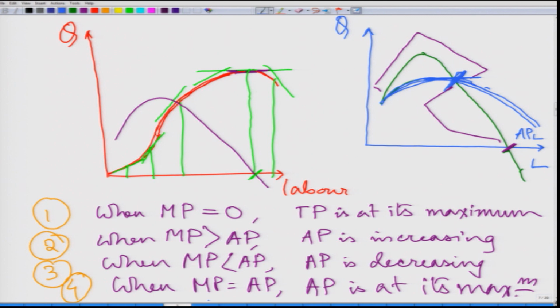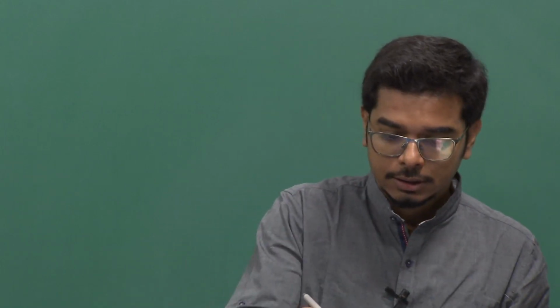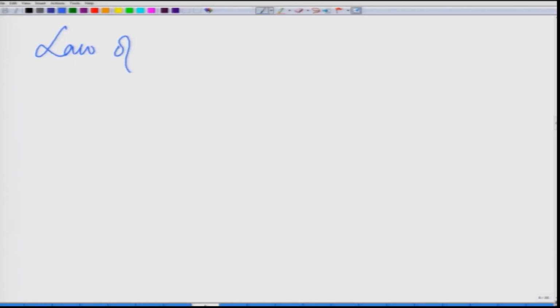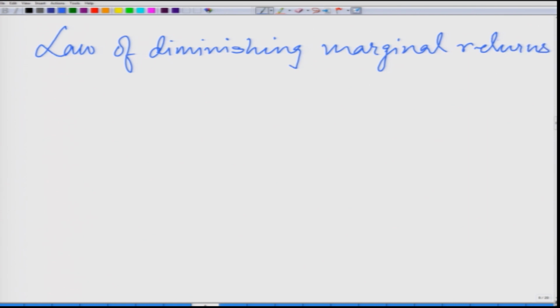Now we will discuss something about the law of diminishing marginal returns. When I talk about marginal, again it is incremental, right? So we can say that as the use of an input increases in equal intervals or equal amounts, a point will be reached after which the resulting additions to the output will decline.